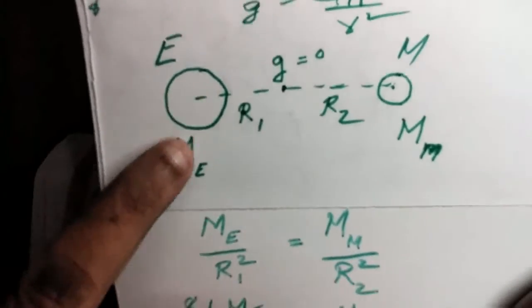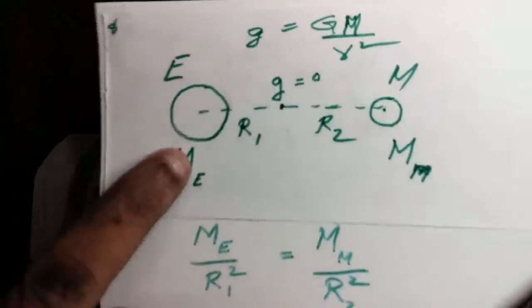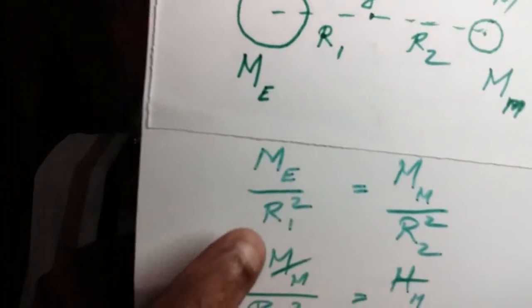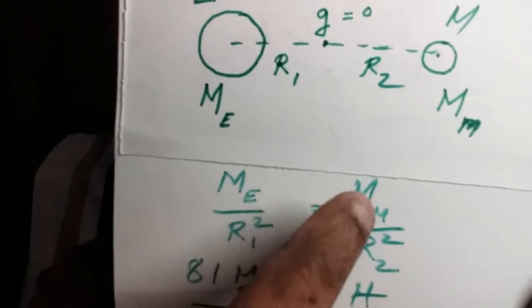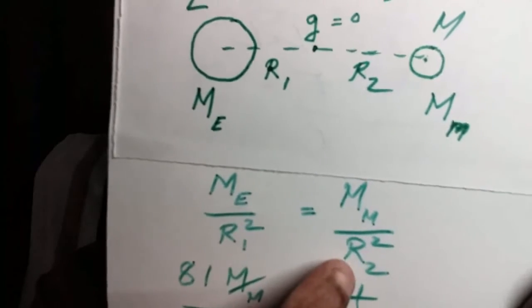G1, intensity due to Earth is ME. Here we have to find the ratio, so you can avoid capital G just to save time. So instead of writing GM by R, you can write it as simply M by R. You can avoid G because we are going to take the ratio. So intensity due to Earth at distance R1 from the center of Earth is ME by R1 square, equals intensity due to Moon, mass of Moon by R2 square.